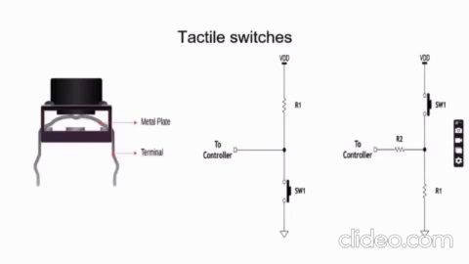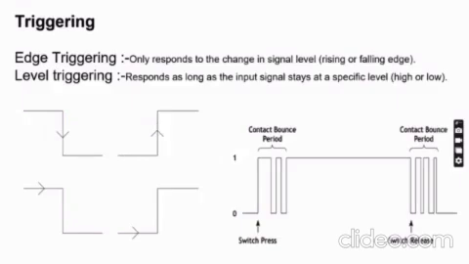Here the diagrams on the right show that we can connect the push button to the circuit in two ways. The first way is the left one and the second way is the other one. One is the pull up circuit and the other one is the pull down circuit. These are the triggering methods that we use in switches.